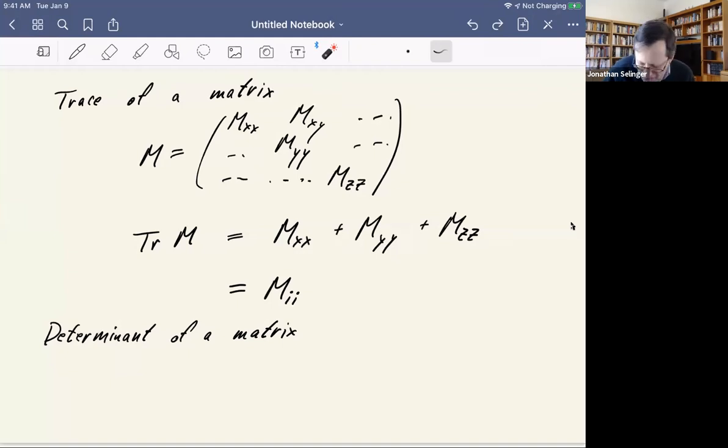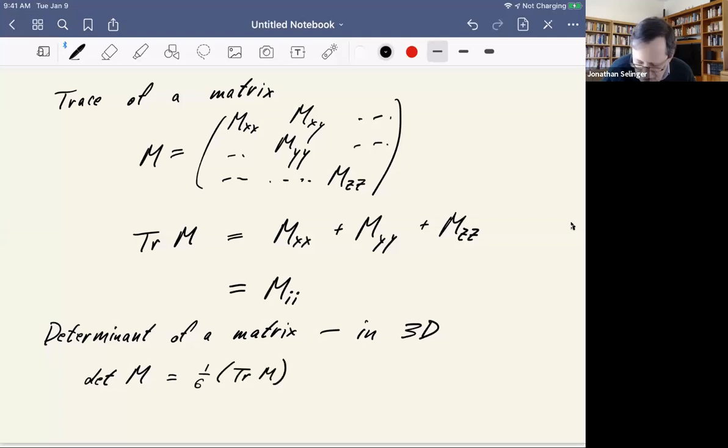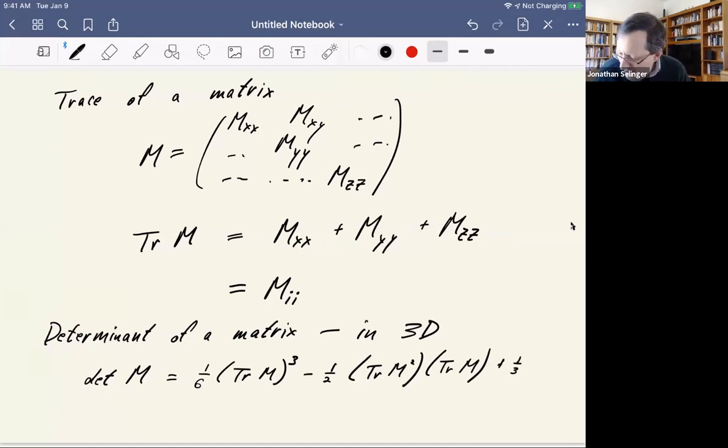In 3 dimensions, there is a weird identity, which you could prove if you really want to, that the determinant of a matrix is 1/6 of the trace of the matrix cubed minus 1/2 the trace of the matrix squared times the trace of the matrix plus 1/3 of the trace of the matrix cubed, right? So the matrix cubed means M times M times M, matrix multiplication. Okay, so this is a true but kind of weird identity that you can work out in detail.